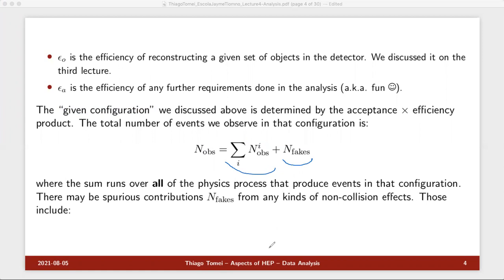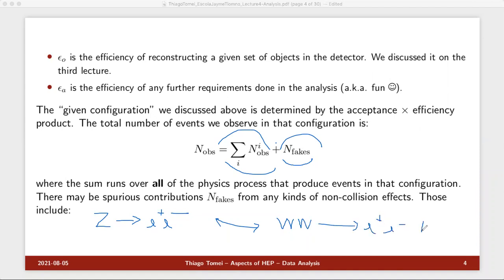Thiago, I don't understand. Doesn't everything come from physics? Yes, but I'm separating stuff that is related to the collision and stuff that is unrelated to the collision. So for instance, if I'm interested in electrons, Z going to electrons, sure, Z gives me two electrons, but something like WW can also give me two electrons plus other stuff. In this particular case, plus neutrinos. So it's not easy to disentangle these two things.